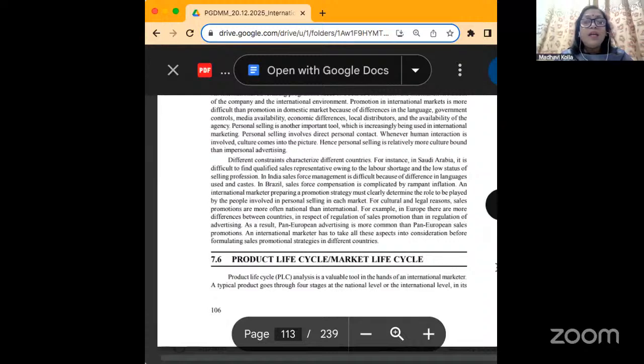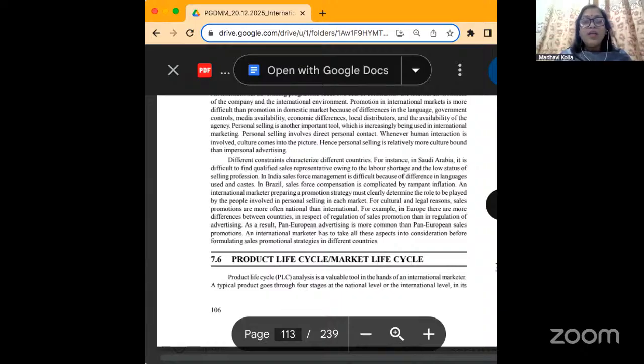And when we are particularly talking about personal selling, because you're meeting our customers directly, either online or offline, we need to be even more sensitive to how they are going to accept our approach to their business needs. So, different constraints characterize different countries.